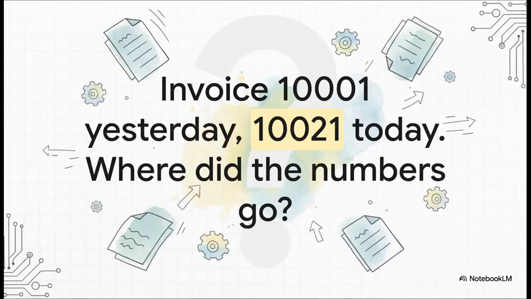So does this look familiar? One day you're at invoice 1001, and the very next day you see 1021. Your first thought is probably, uh-oh, something's broken. Where did those 20 numbers in between just vanish? But what if I told you this is actually the system working exactly the way it's supposed to?